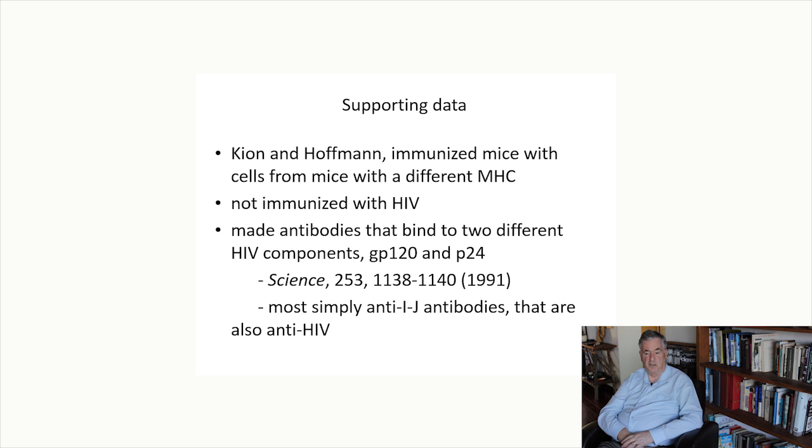We have supporting data for this, a paper that we published in Science in 1991, where Tracy Kyan and myself found that mice immunized with cells from mice with a different MHC, but not immunized with HIV, made antibodies that bind to two different HIV components, GP120 and P24. The interpretation is that these antibodies are most simply anti-IJ antibodies that also are then anti-HIV.